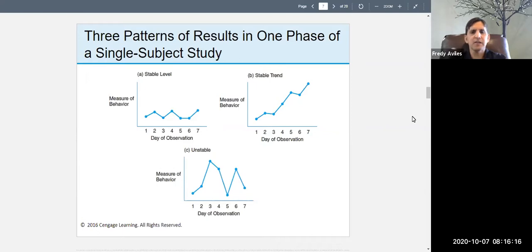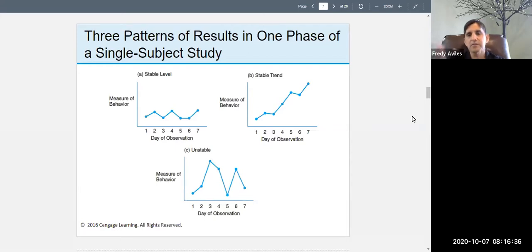And you could think of this in different ways, like A there, the stable level. That might be maybe your temperature. They're measuring your temperature over a series of, let's say, minutes or even hours, and it's staying relatively consistent. It may go up a little bit, down a little bit, but it's relatively consistent.